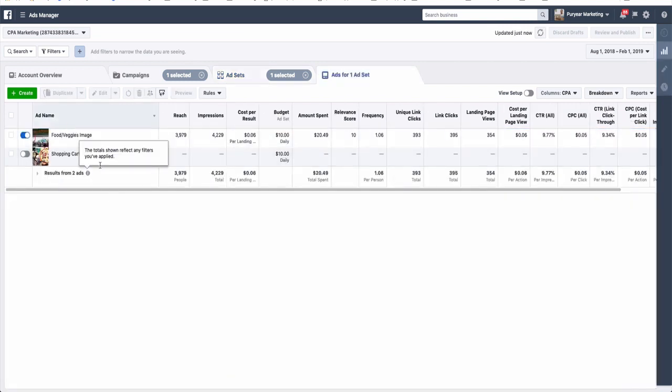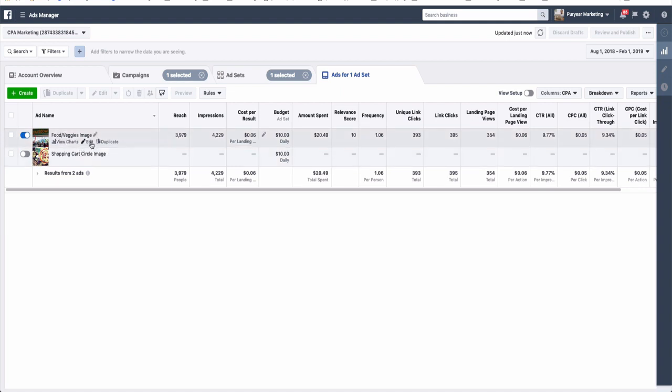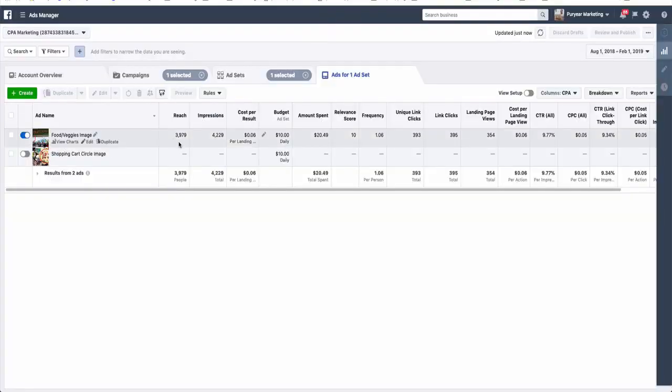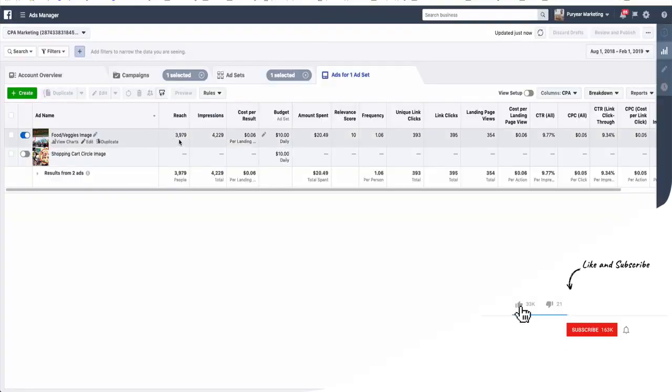So essentially, we're testing different images compared to different copy. You have to test different types of images, different types of copy to see what works, and then you have to test the audience as well, right? For this particular campaign, I was running traffic to New Zealand, to people who were 35 to 44, because they're females who are going grocery shopping, right? That age group is going grocery shopping.